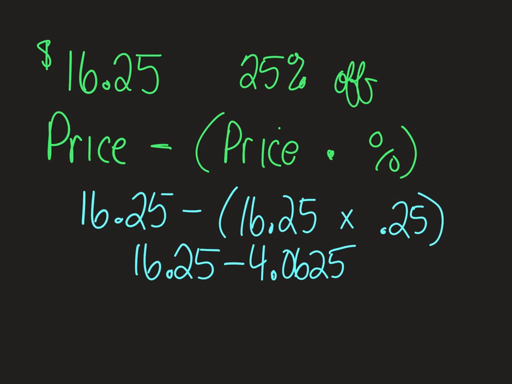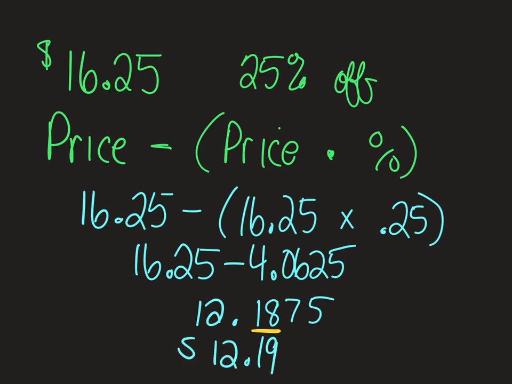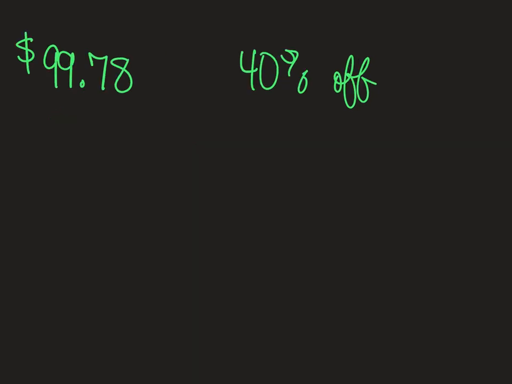The second line of work is going to say the price minus this answer, which is this number right here, 4.0625. When I push buttons, I get 12.1875. This is either 18 or 19 cents. The neighbor is a 7, so it rounds up. So I am now going to pay $12.19. I'm not paying $16.25 anymore because it's on sale. My new price is $12.19.